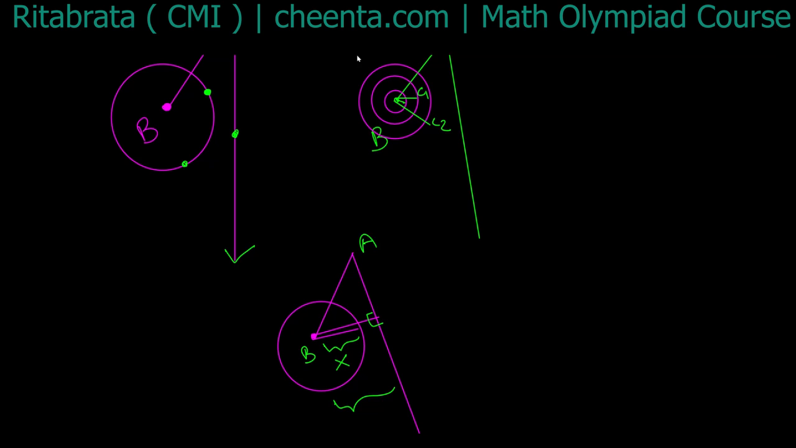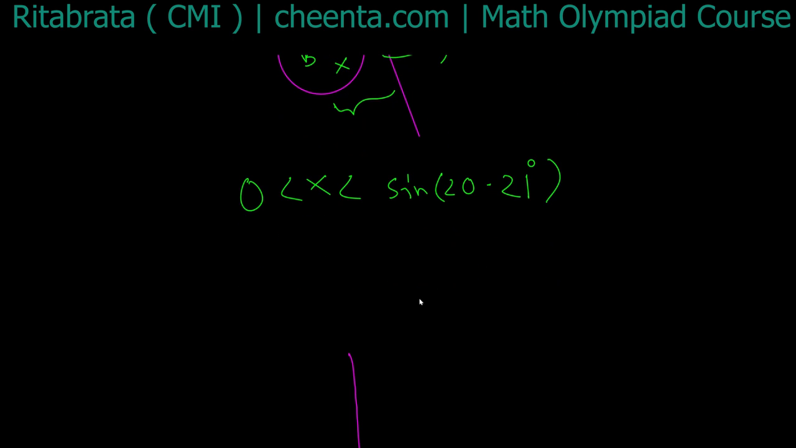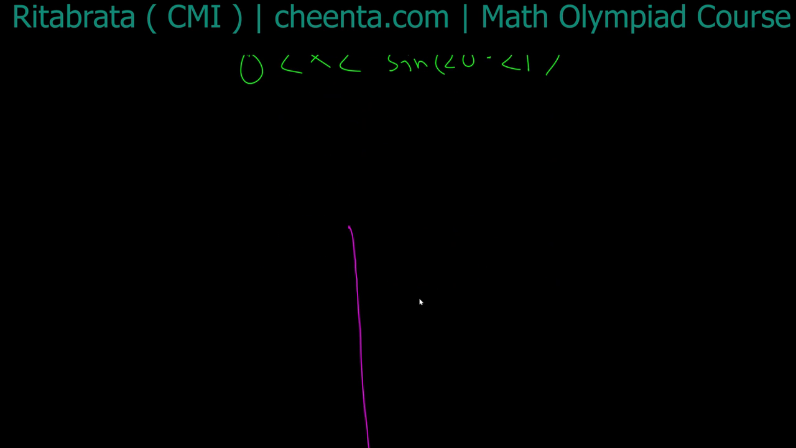What is this distance? I know AB is 1 and this angle is 20.21 degrees. So this perpendicular distance is sine of 20.21 degrees. So in this case, if my x lies between 0 and sine of 20.21 degrees, the radius is smaller than the perpendicular distance. So in this case, they have no intersection point.